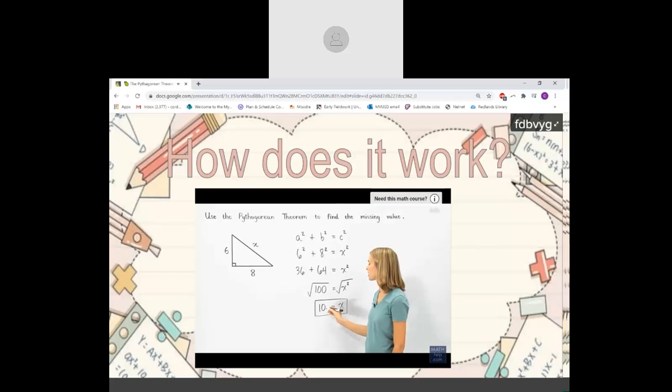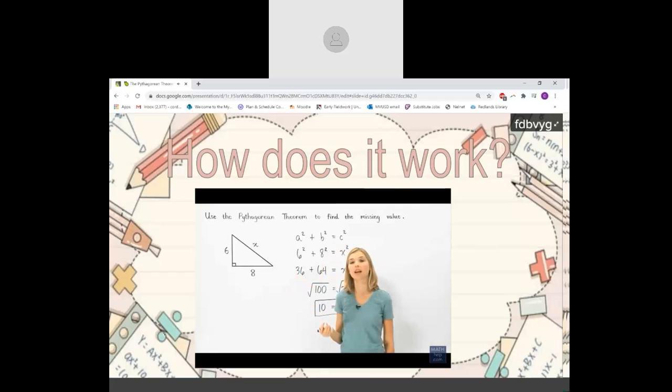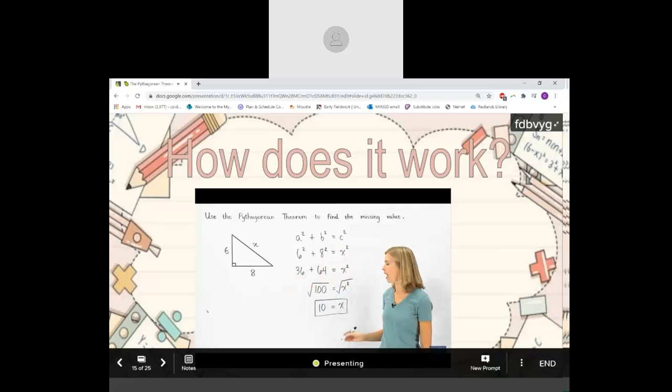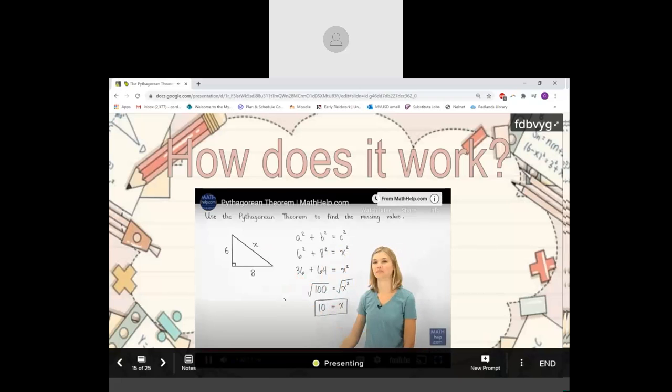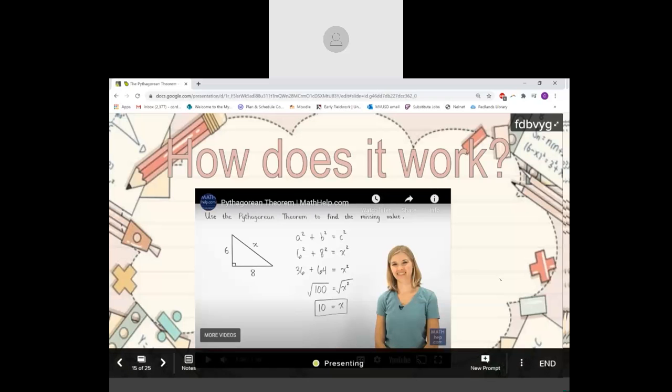Notice that we don't use plus or minus 10 because x represents the length of the hypotenuse of the triangle, which cannot be negative. So the value of x is 10. All right. So if everybody paid attention, that 6, 8, 10 is actually a Pythagorean triple, which we were referring to earlier. And another Pythagorean triple that we're going to review is with Miss Calderon.